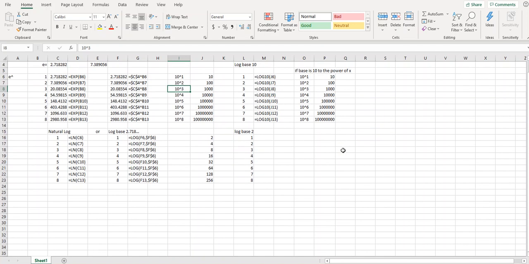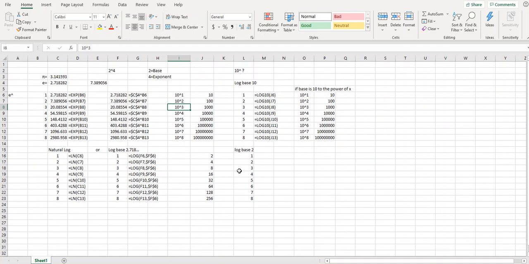Now what happens if the log base is actually 2.718? That is, what if we use Euler's number as the base? Well, that ends up being the natural log. So we're saying, well, if 2.718 is the base number, remember again here, remember 2 to the power of 4, 2 is the base. So it's like saying 2.718 to the power of whatever number, 2.718 is the base.